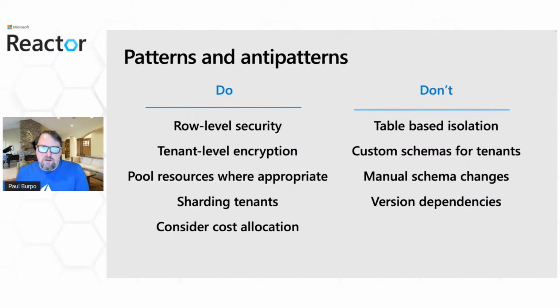All right, and I'm going to close out with some patterns and anti-patterns that we typically see customers challenged with in the ISV space. Do consider row-level security if your database model requires it. So anytime you have multiple customers in the same database and you allow any type of ad hoc access, you're almost for sure going to be looking for some type of row-level security to help keep that in check and guarantee that tenants can't see each other's data.